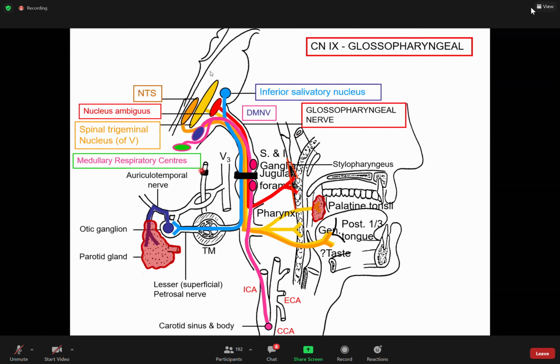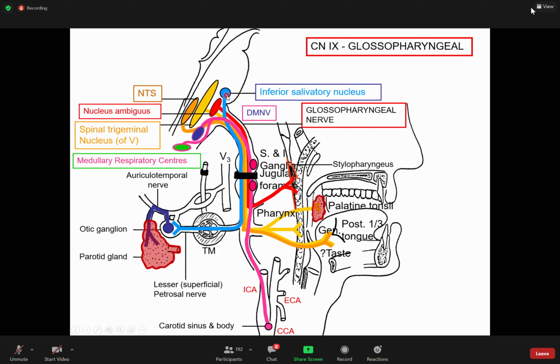So the groove between the pyramids and the olives is the place from where the 9th cranial nerve is coming out. You can see the different components of it. So you have the nucleus ambiguus, which supplies one muscle in the pharynx, which is the stylopharyngeus. You have the nucleus solitarius, which is shown in the orange, which takes the taste sensation from the posterior one-third of the tongue. Then you have the spinal trigeminal nucleus taking the sensations from the pharynx, from the posterior one-third of the tongue and palatine tonsils. And you have the blue, which is the inferior salivatory nucleus, which is supplying the otic ganglion and then the parotid gland.